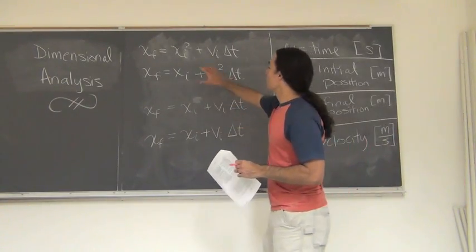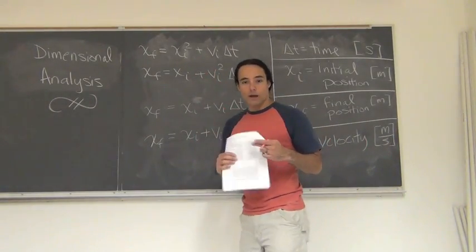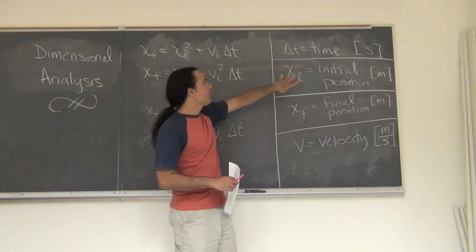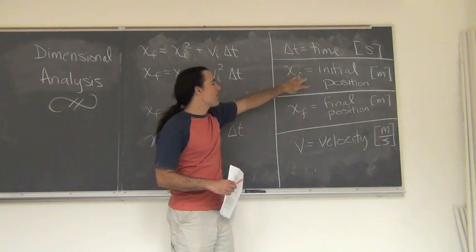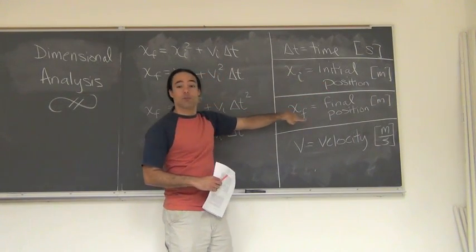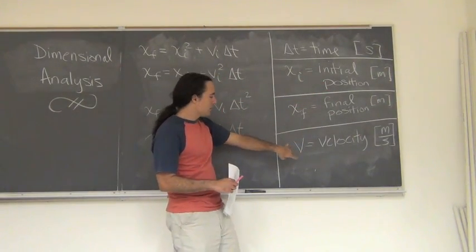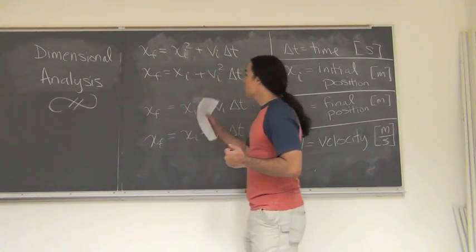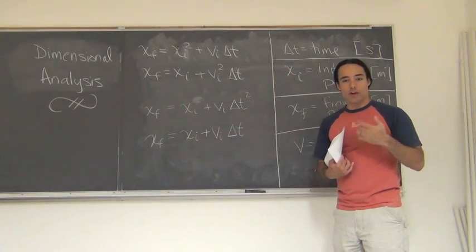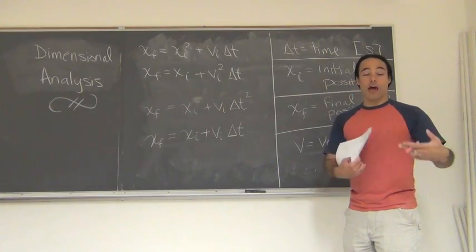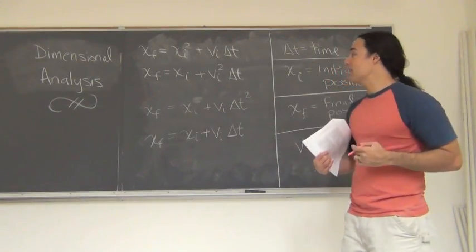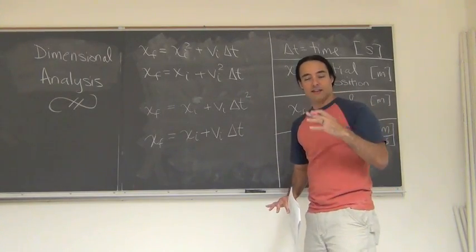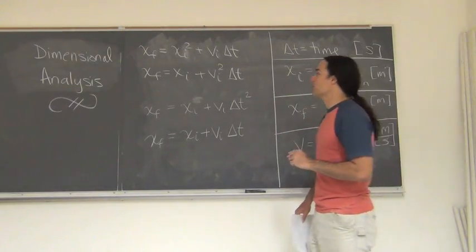Well, looking at these equations, I have a bunch of different physical quantities. In this case, I have my time, which is measured in seconds. I have my initial position, which is measured in meters. My final position, also measured in meters. And then I've got velocity, which is measured in meters per second. Looking over here, I need to make sure that my dimensions are consistent. They're not consistent. I know that there's no way the equation can be correct. So let's start off. As soon as I see an inconsistency, I can eliminate that equation.